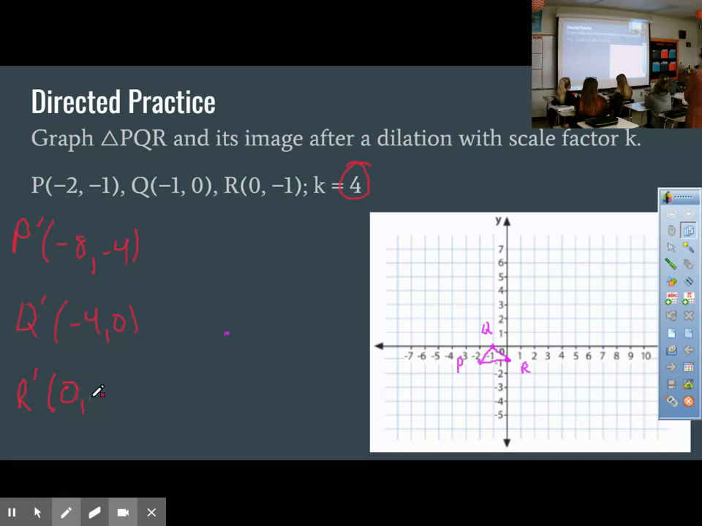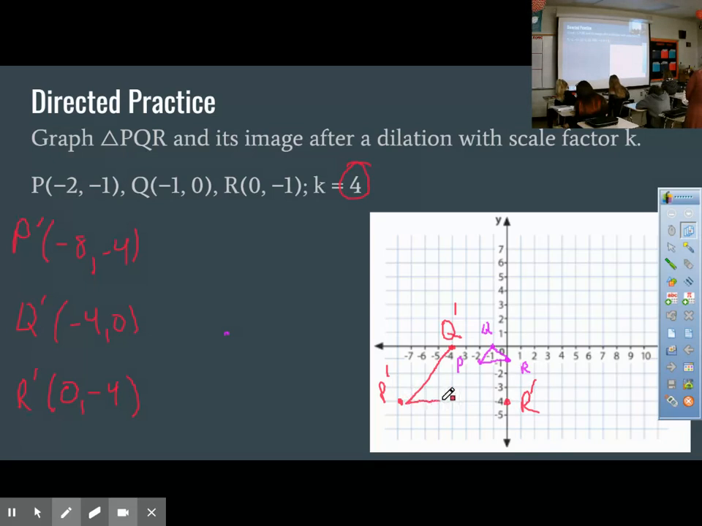-1 times 4. Oh, we're kind of negative 4. Perfect. All right, so P prime is -8, -4. Q prime is -4, 0. And R prime is 0, -4. There you go.